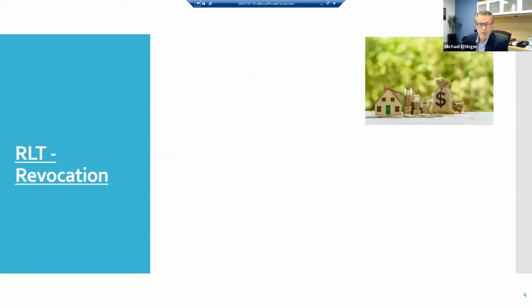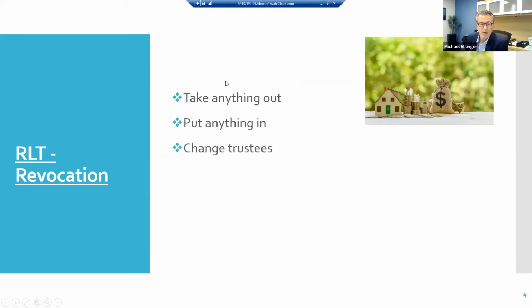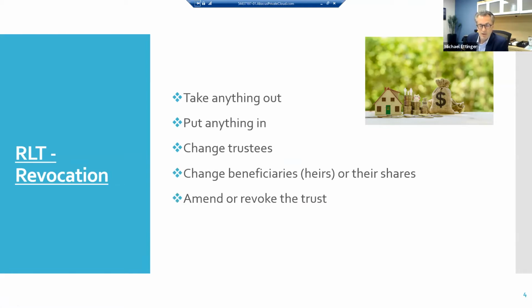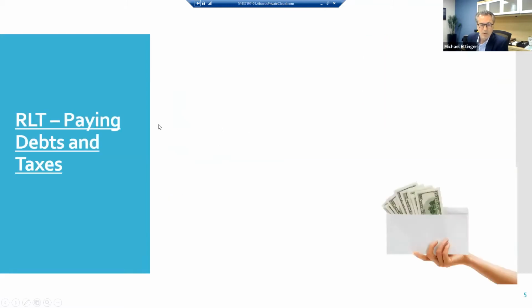Now, what about revoking a trust or undoing it? Well, revocable trusts are very flexible. You can take anything out at any time. You can put anything in at any time. You can change the trustees and the order of trustees. You can change who you leave it to, the shares of the people you leave it to. You can amend the trust. You can revoke the trust. So you can do anything you want with a revocable living trust.